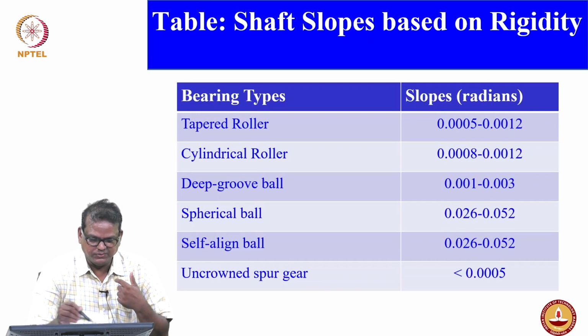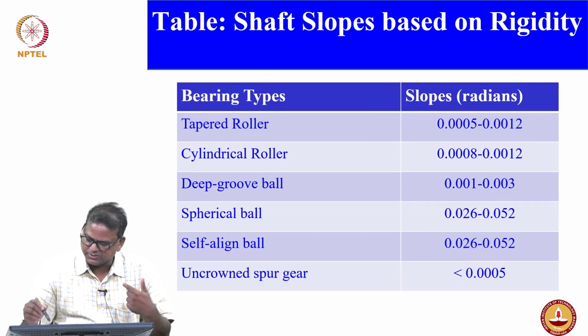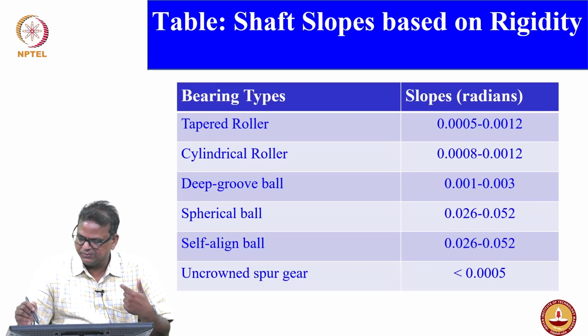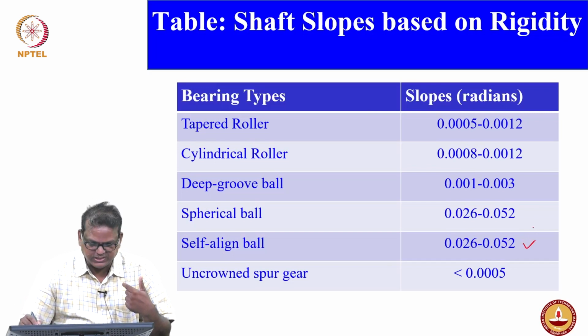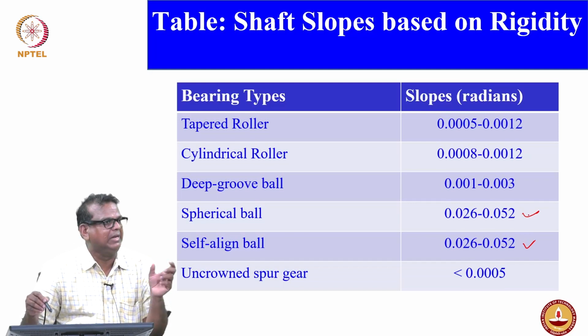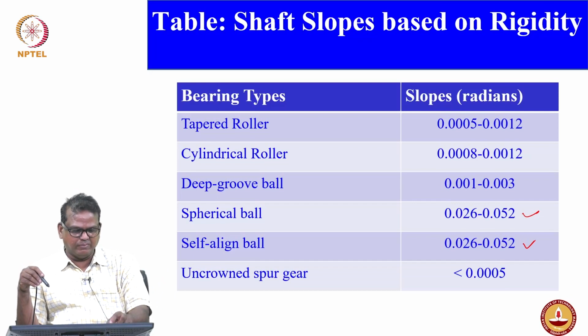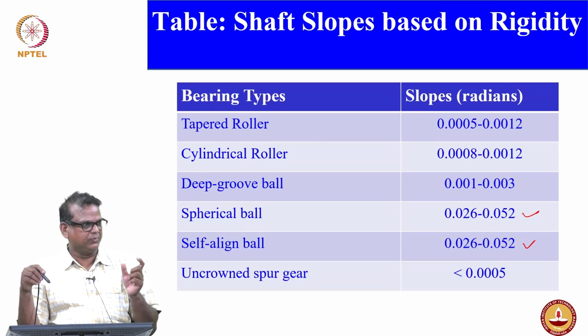Okay. So there are tapered roller bearings, cylindrical roller bearings, deep groove, spherical, self-aligning, and uncrowned spur gears. Within that, the self-aligning and spherical will take more slope, which can be adjustable, and that is the most preferred. So normally whenever you have single helical or herringbone gears, these types of bearings are much more useful.